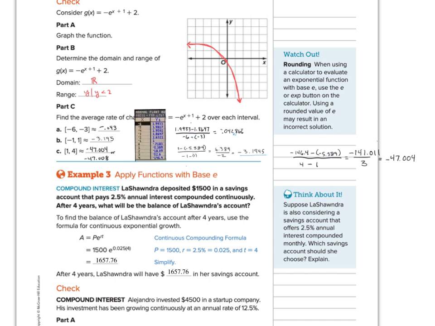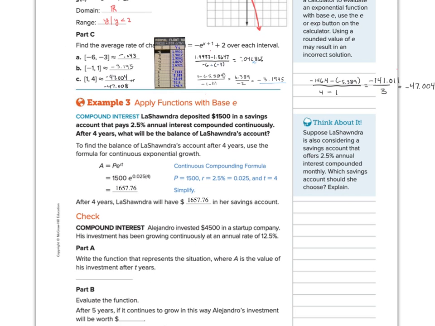So moving on to applying that, when we use continuous compounding interest, that's the formula we're going to use: the amount is equal to the principal times e raised to the rate times time. Those letters should mean something to you already at this point. LaShandra deposited $1,500 in a savings account that pays 2.5% annual interest compounding continuously. Again, the continuous compounding formula is labeled on your reference sheet. After 4 years, what will the balance of LaShandra's account be?